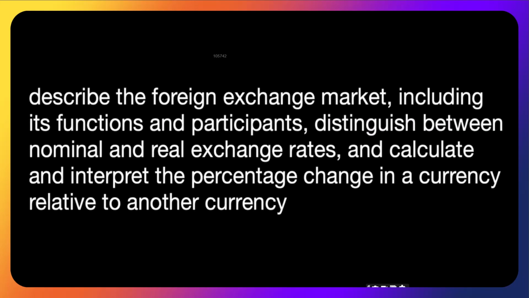Okay, our first learning objective here, it's a long one. We got a lot to do here. Describe the foreign exchange market, including its functions and participants. And this actually comes later in the learning objective. It's sort of at the end. Distinguish between nominal and real exchange rates. Calculate and interpret the percentage change in a currency relative to another currency.